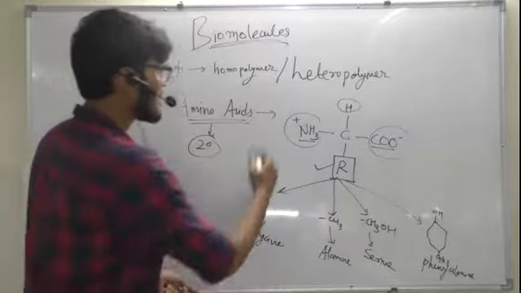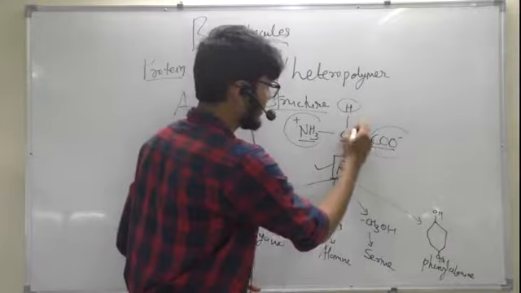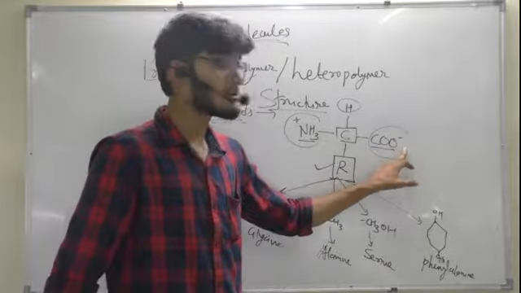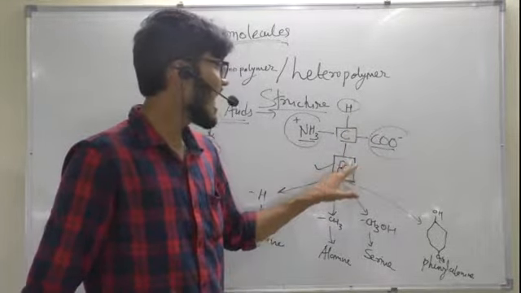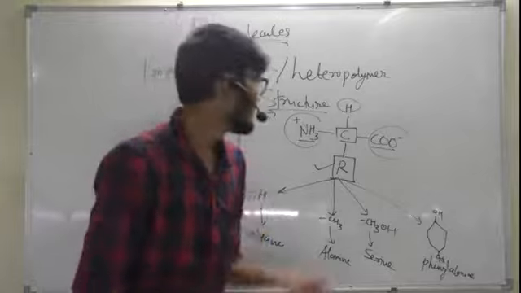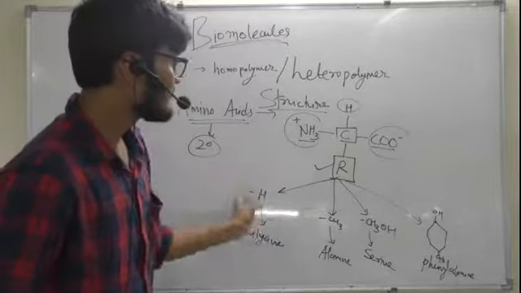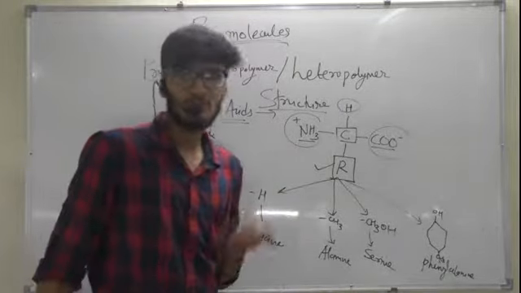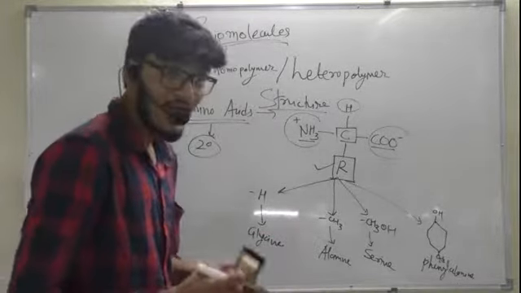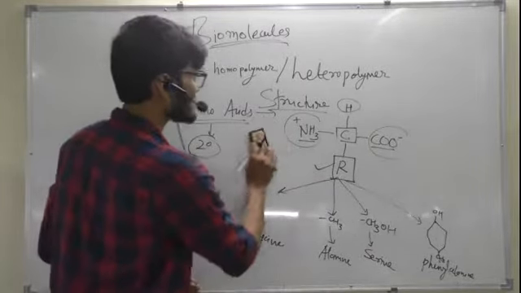So this is the basic structure of the amino acid. The central carbon will be occupied by 4 different groups: amino group, carboxyl group, hydrogen atom, and one R group. There will be different types of R group in different amino acids, known as different R groups. So this was the basic structure of the amino acids. Now we'll talk about what kinds of amino acids there are and how they will be involved in the formation of the peptide group.